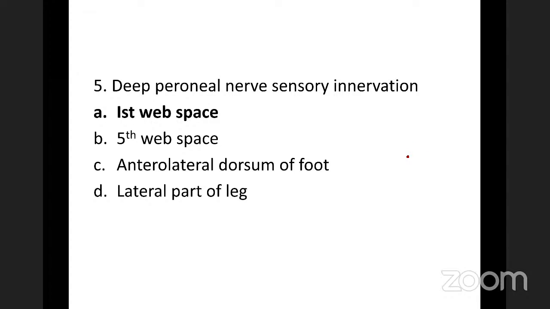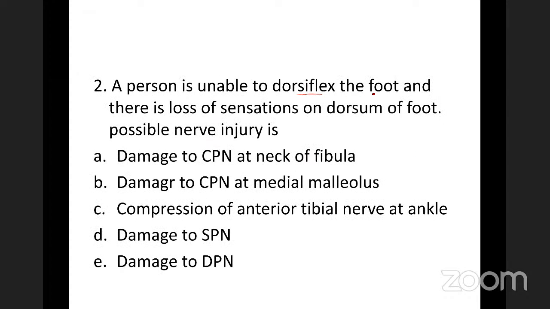A person is unable to dorsiflex the foot and there is loss of sensation on the dorsum of the foot. Possible nerve injury is: damage to common peroneal nerve at the neck of the fibula, damage to common peroneal nerve at the medial malleolus, compression of the anterior tibial nerve at the ankle, damage to superficial peroneal nerve, damage to deep peroneal nerve. What's the answer, students? Any idea?